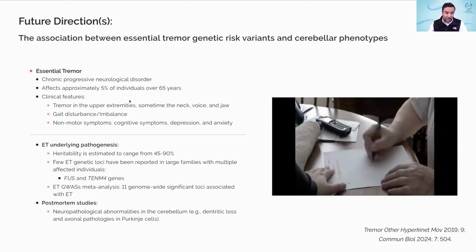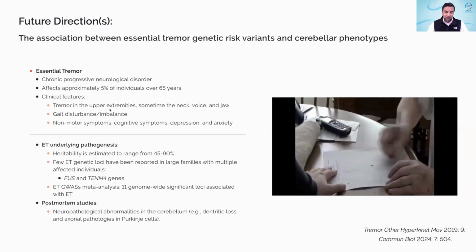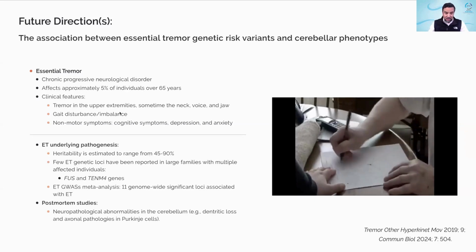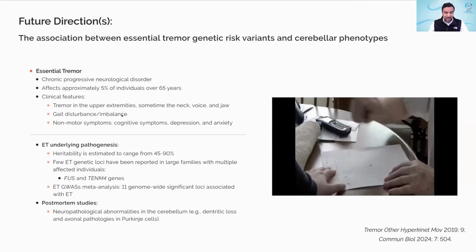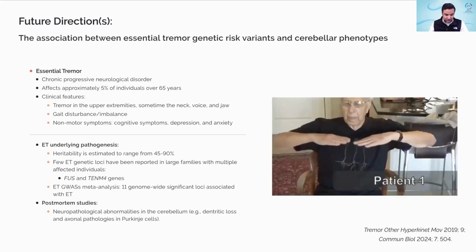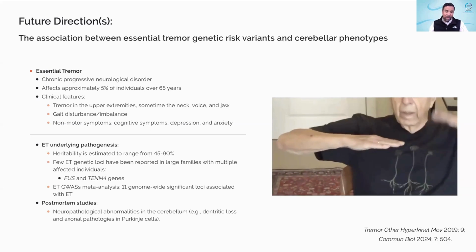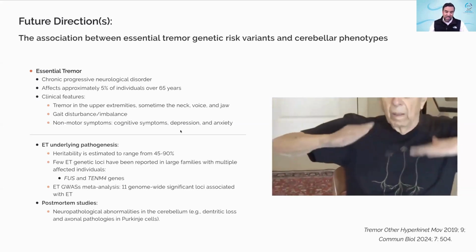could develop the condition. And from clinical features, most patients will have tremor in their hands that can be progressive over time and very disabling, but they can also get tremor in their neck, voice, and jaw. Later in the disease course, some patients may also develop gait disturbance and imbalance, and there are non-motor symptoms that are associated with essential tremor, including a specific cognitive profile or cognitive decline, as well as depression and anxiety.